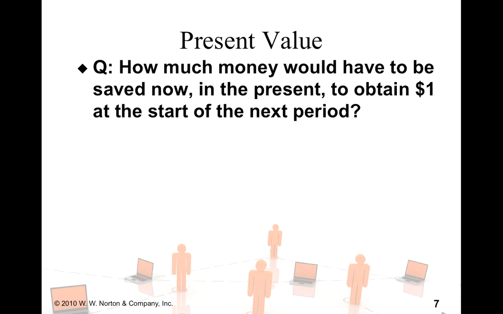You could do better by just depositing that dollar in a bank account and collecting 1 plus r at the end of the one period. So present value basically tells you how much money you would have to save now in the present to obtain a dollar at the start of the next period.